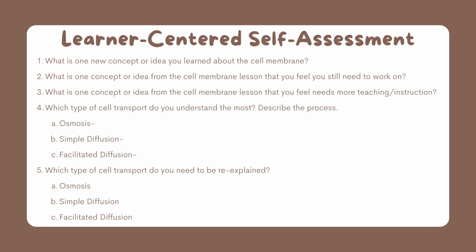Number 4 asks which type of cell transport in particular they feel they understand well and to describe that process. Number 5, ask the students to say which type of cell transport they need re-explained. So numbers 4 and 5 give students an opportunity to demonstrate their understanding when describing what they feel they understand well, and then also give input on what they feel they need more instruction on from the teacher.